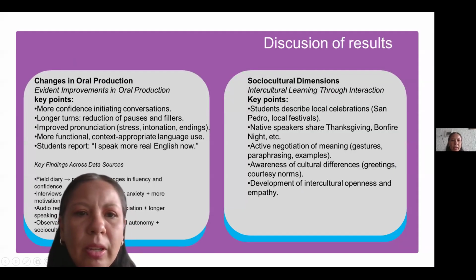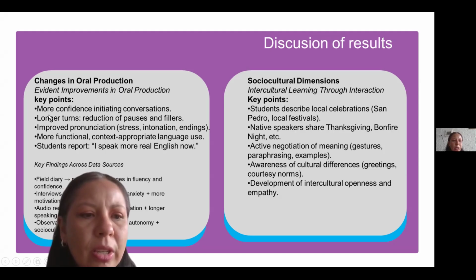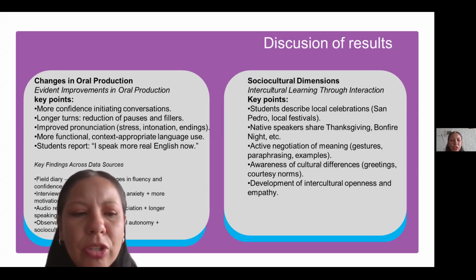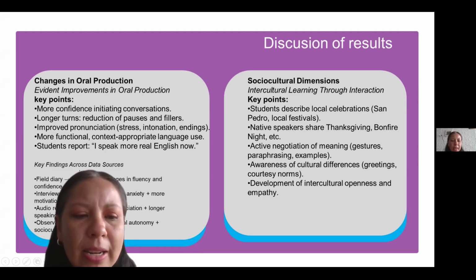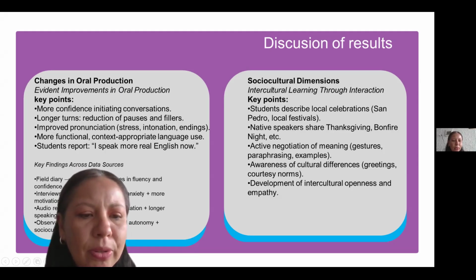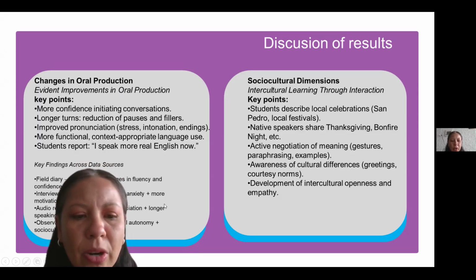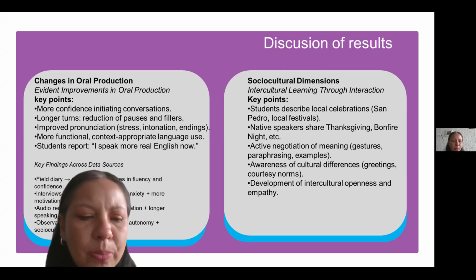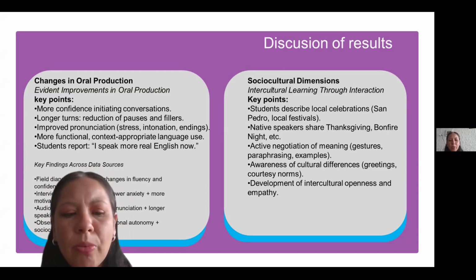Discussion of the results. This study shows evident improvements in oral production: more confidence initiating conversations, longer turns, fewer pauses and fillers, improved pronunciation, stress, intonation, and endings, and more functional, context-appropriate language use. Students, for example, report, I speak more functional English now. Key findings related to the data sources: in the field diaries, progressive changes in fluency and confidence. In the interviews, students report lower anxiety and more motivation to participate. In the observations, greater interactional autonomy plus social awareness.